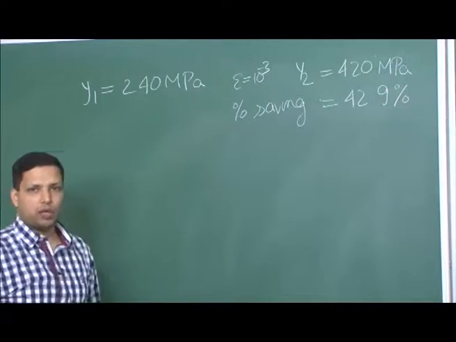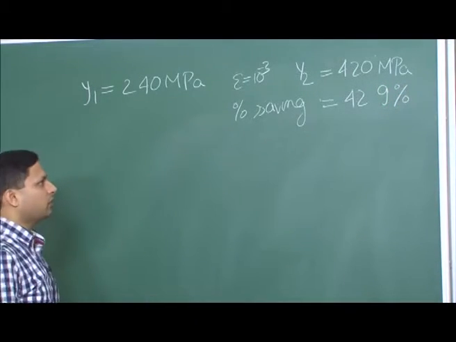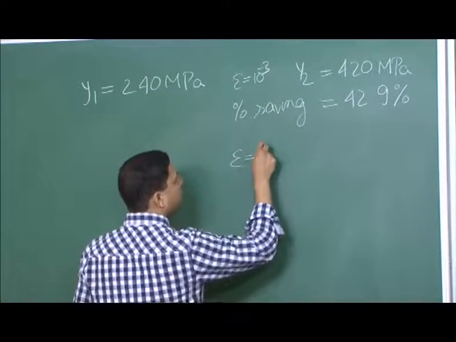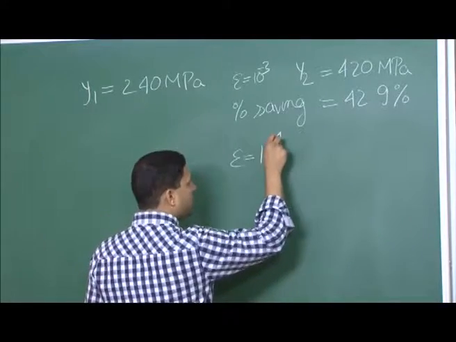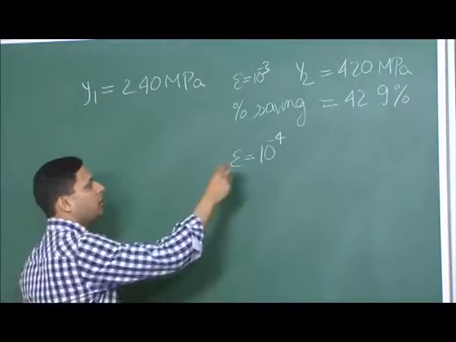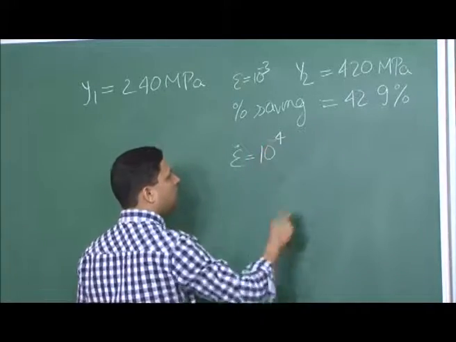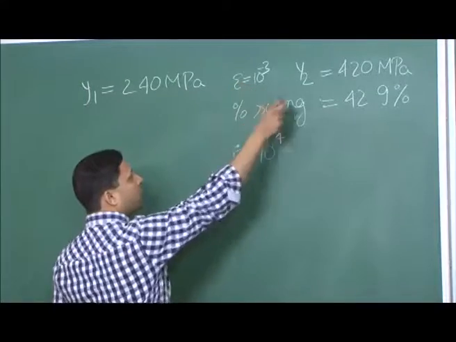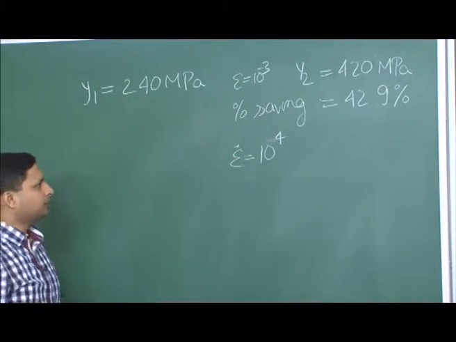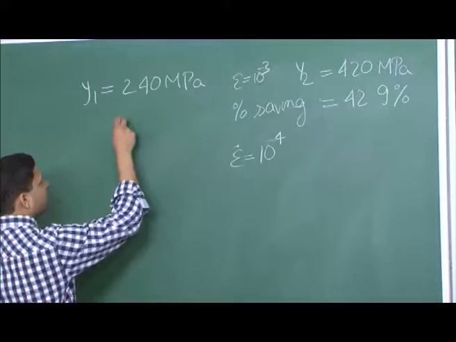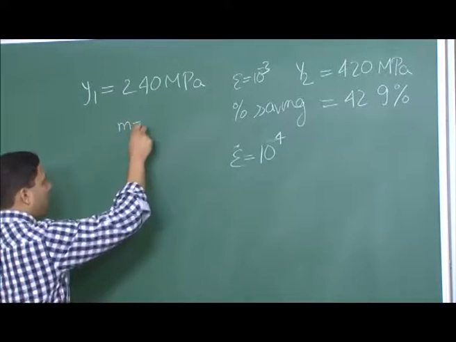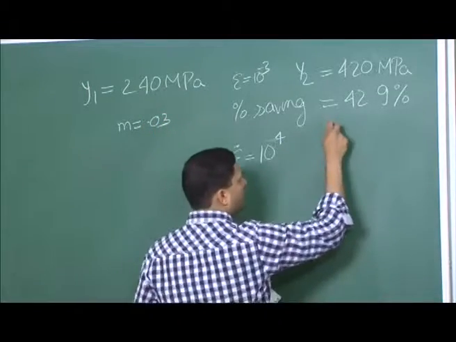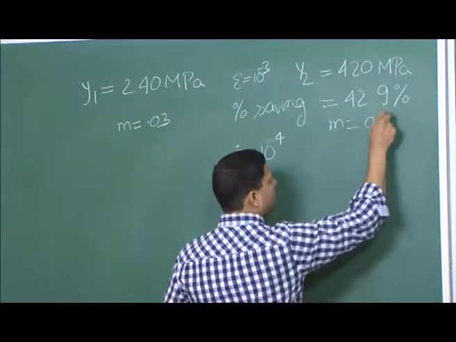Next part is where we see the effect of strain rate. Now, we are saying that when the crash of a car or automobile takes place, the deformation is at a strain rate of 10 to the power 4, which is 7 orders of magnitude higher than that at which we measured their yield strength. Fortunately for us, we have the m value. The m value for this was given as 0.03 and the m value for this was given as 0.01.